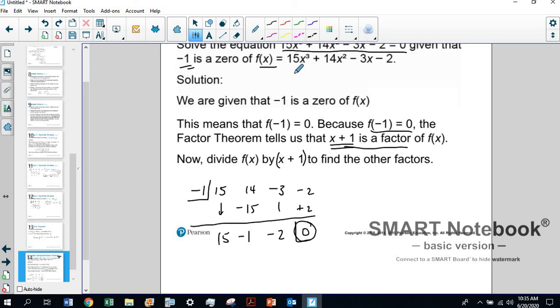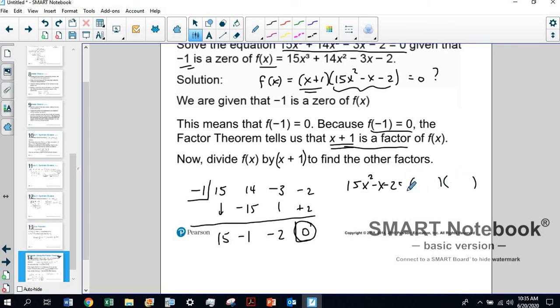Okay, so what does that tell you? That tells you that this f of x function, that x plus 1 divides evenly into it and leaves you with 15x squared minus x minus 2. And so if we want to set this equal to 0, x plus 1 we already got, so now we need to find this either by factoring or by the quadratic formula, and it turns out that 15x squared minus x minus 2 does factor.